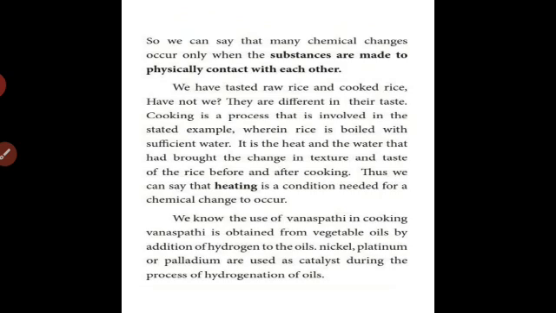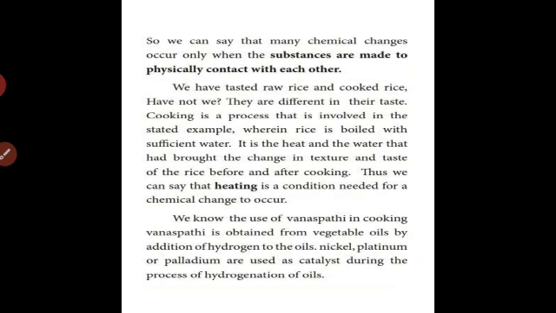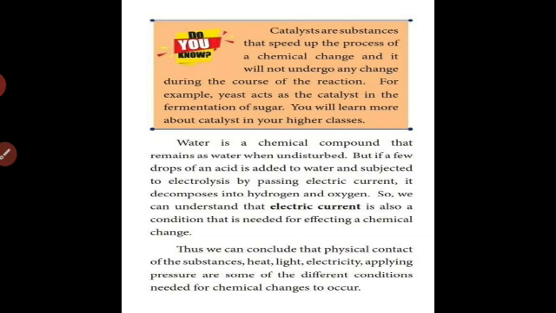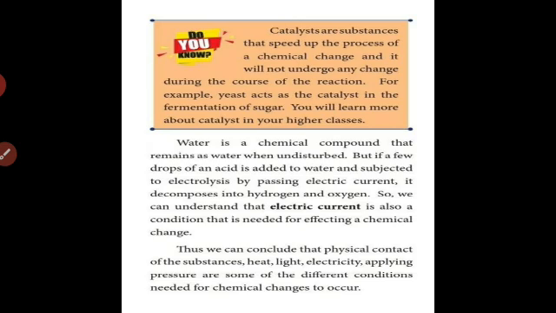We know the use of vanaspati in cooking. Vanaspati, dalda, like that we can say. Vanaspati is obtained from vegetable oil by addition of hydrogen to the oils. Nickel, platinum or palladium are used as a catalyst during the process of hydrogenation of oils. A catalyst is a substance which helps the reaction occur very fast. Who helps that chemical change or chemical reaction happen quickly? The catalyst. A catalyst can make the chemical reaction, the chemical change, very fast.